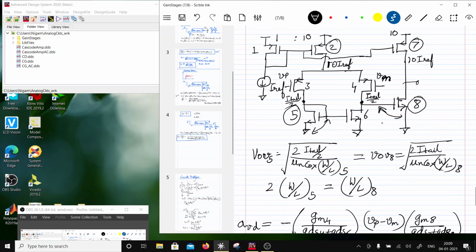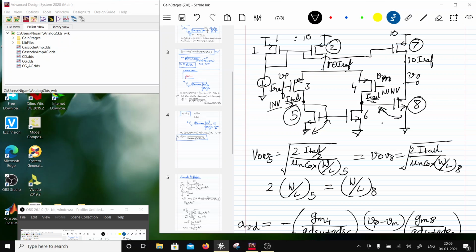What will happen is, if VP goes up and VM goes down, then this node goes up and this node goes down. So that means if VP goes up, this node goes down. Then this side would be the inverting terminal and this side would be the non-inverting terminal. Let's think of it this way. If this inverting terminal goes up, non-inverting goes down, then this voltage is pulled up. That means VO is pulled down.